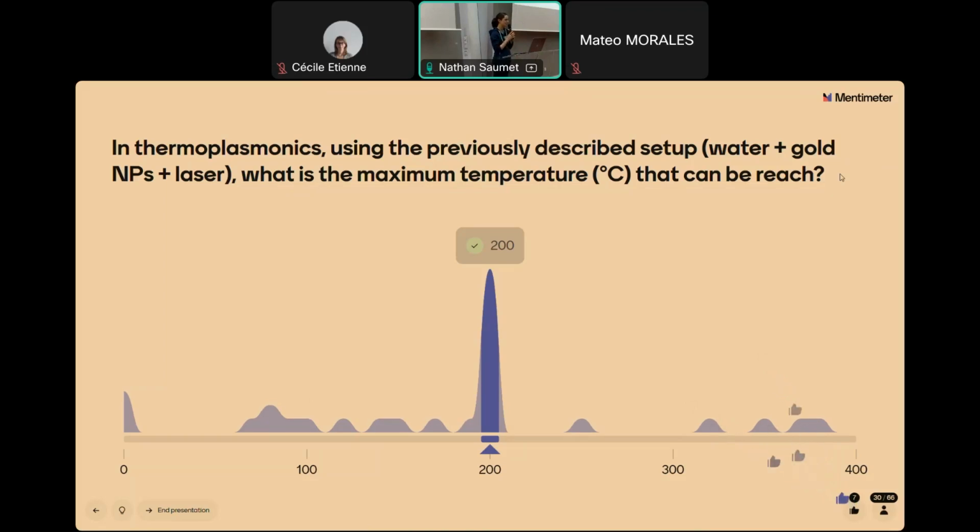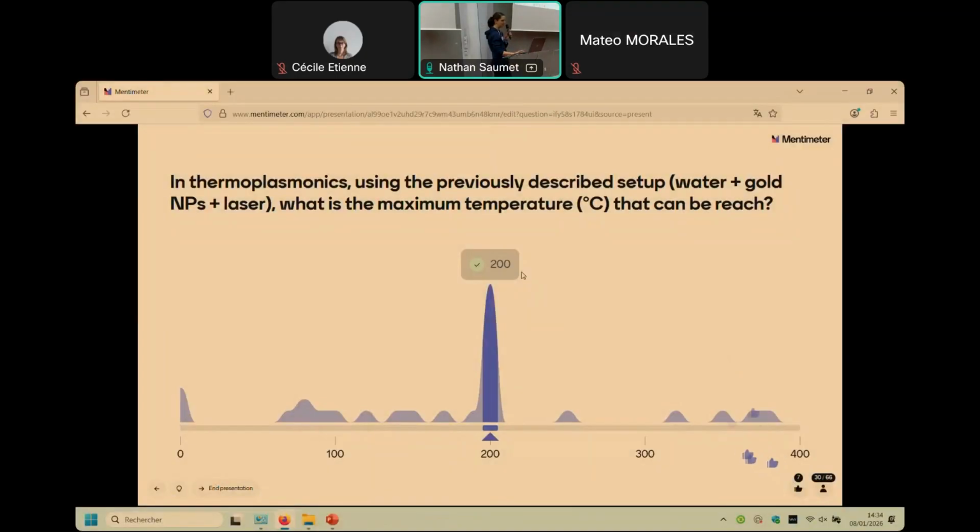But here, the sample is flat. It's like nanometric gold nanoparticles on a really flat surface. So we can achieve 200 degrees on the substrate, which is really interesting to address the question of the temperature maximum of life or things like this.